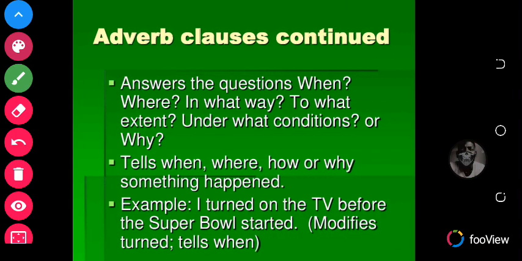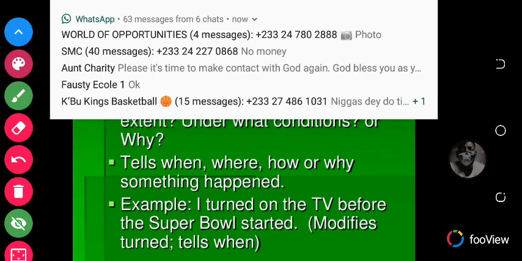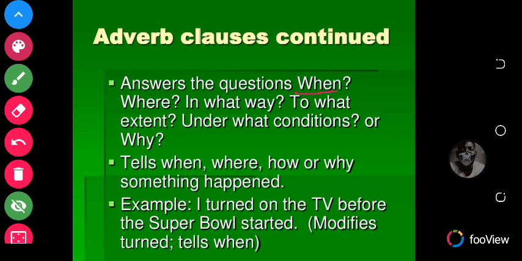An adverbial clause answers the question when, where, in what way, to what extent, under what conditions, and why. It tells when, where, how, why something happened.